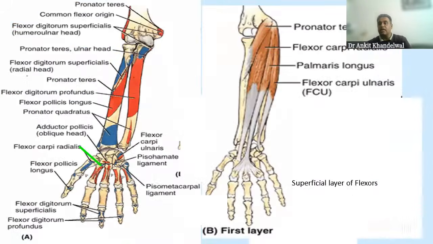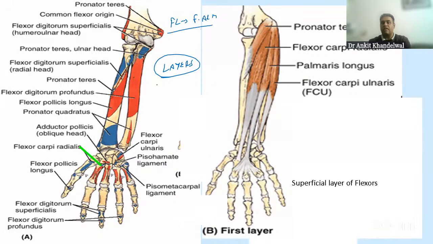Now we come over here to look at the other things. We'll start with the flexor compartment, then come to the extensor. See, in the flexor compartment over here there are a few layers. Suppose the question comes on the flexor compartment of the forearm. What is the topic? Flexor compartment of the forearm.